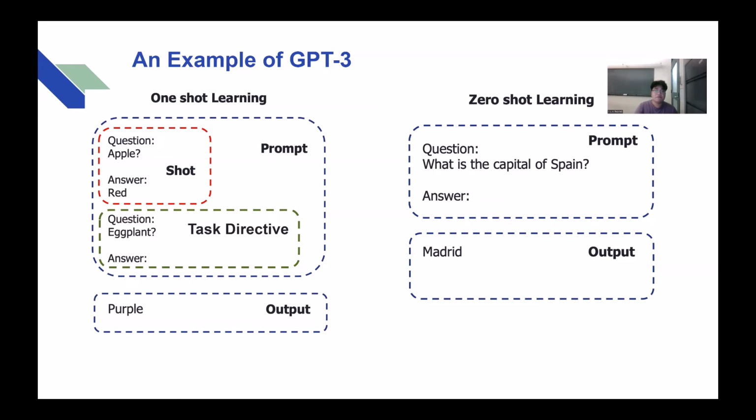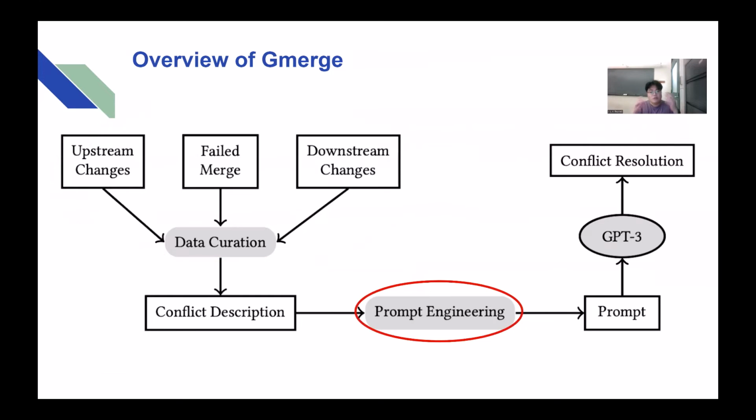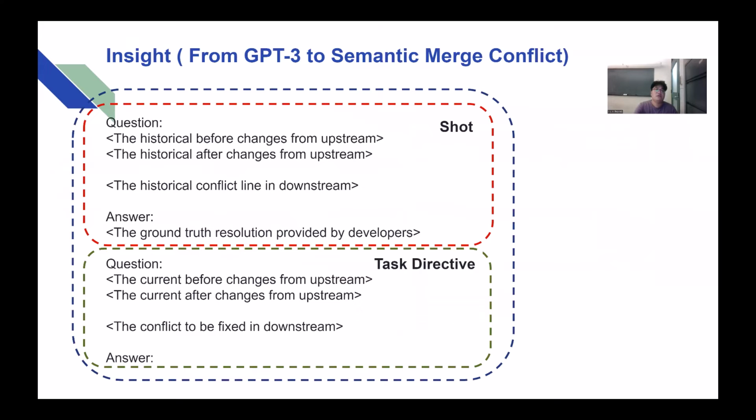So let's see the overview of our tool Gmerge. Gmerge contains basically two parts. The first part is called data curation. Basically, it collects all the conflict-related changes from the repository, from the commits, to form the conflict description. From the conflict description, we move on to our second module, called prompt engineering, to create a new prompt that is most effective for the GPT-3 model to return an answer for us.